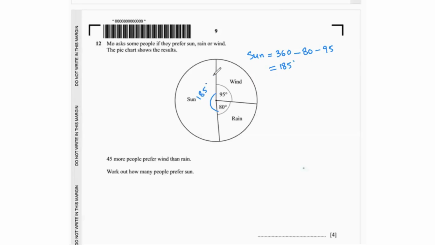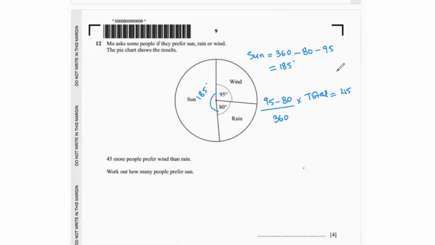Now, they told us that 45 more people prefer wind than rain. So since 45 more people prefer wind than rain, that means if we do 95 minus 80 over 360 times the total, that's going to equal 45. So this 45 people will be the angle that is the difference between the 95 angle, which is for wind, and the 80 angle, which is the rain. Because 45 more people prefer wind than rain.